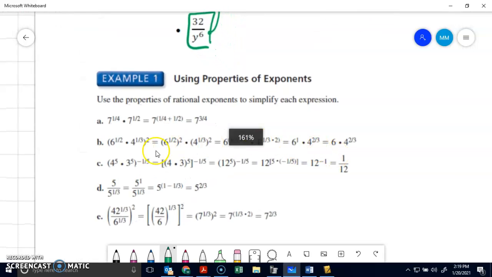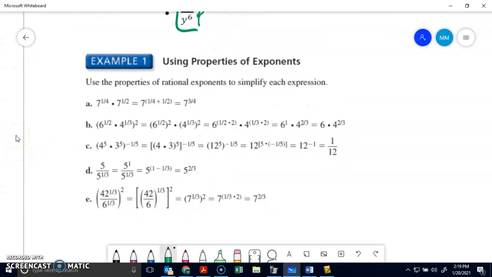Let's take a look at our example. Both have the same base. That's important. These have the same base number. The radicand is 7. So when you multiply, you add exponents. 1/4 plus a half is 3/4. Here the bases are different. I can't combine those. What I can do is raise each of these to the second power. 6 to the 1/2 raised to the second. 4 to the 1/3 also raised to the second.